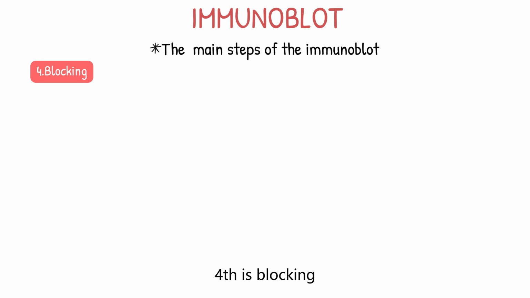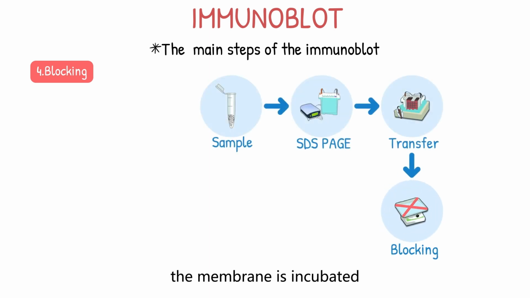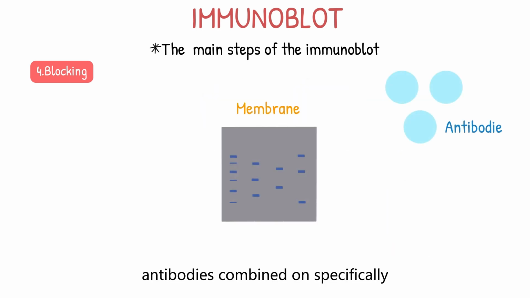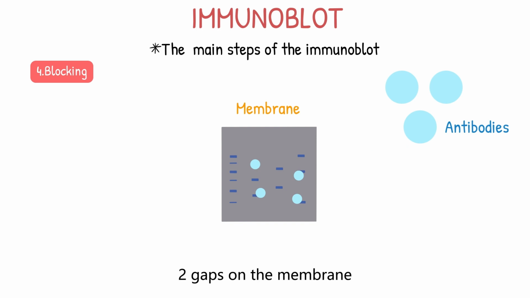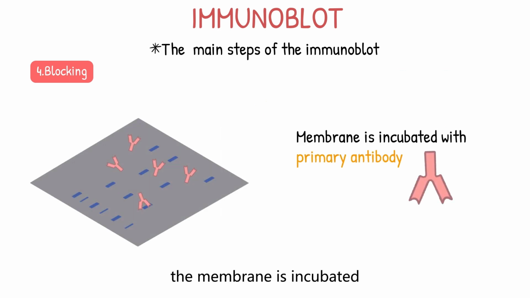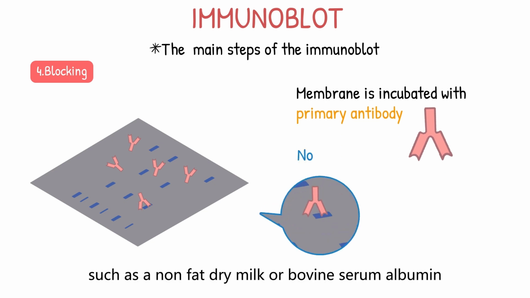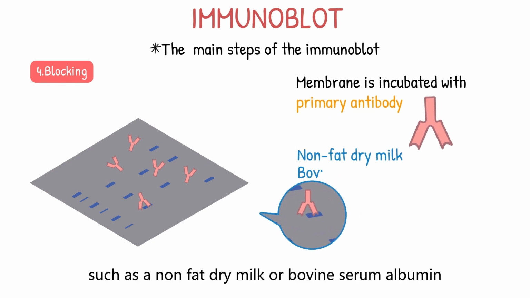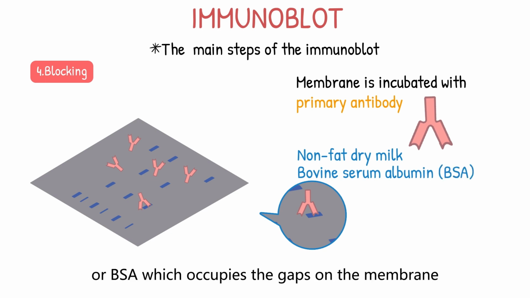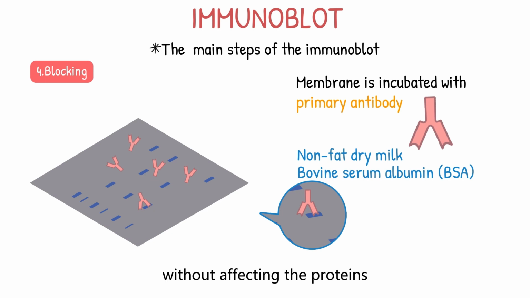Fourth is blocking. The membrane is incubated in a blocking solution to prevent non-specific binding of the antibodies in the next step. Antibodies can bind non-specifically to gaps on the membrane where the target protein is not present, leading to background noise. To avoid this, the membrane is incubated in a blocking solution containing a protein, such as non-fat dry milk or bovine serum albumin, or BSA, which occupies the gaps on the membrane without affecting the proteins.